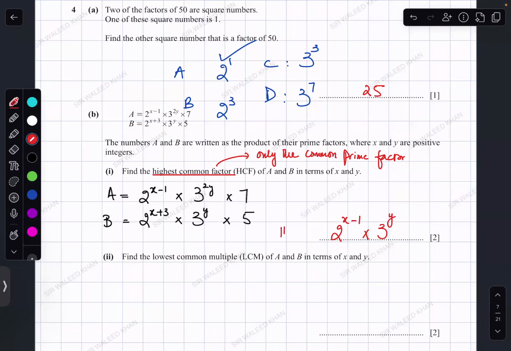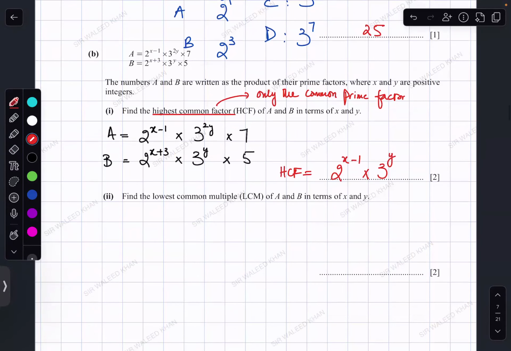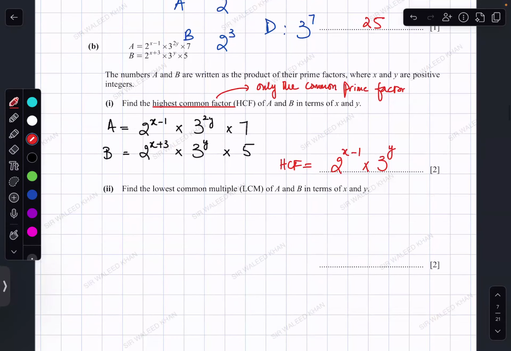That's for each here. Got it? Is that clear? Yes, sir. Okay. For LCM, you will be selecting not just the common. It is all prime factors of both numbers with their highest powers.